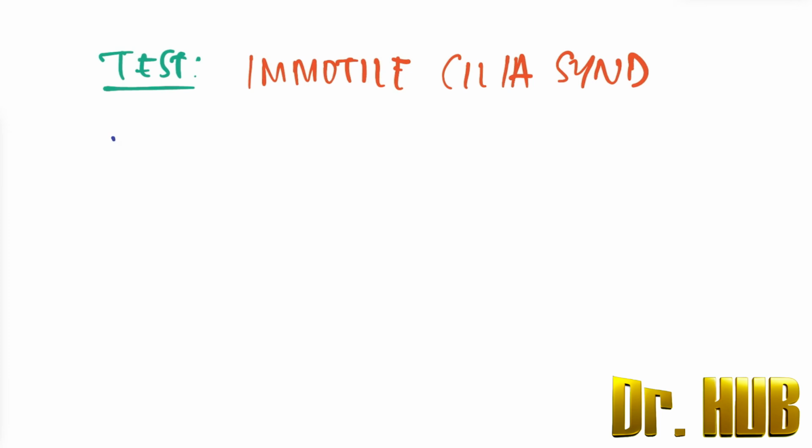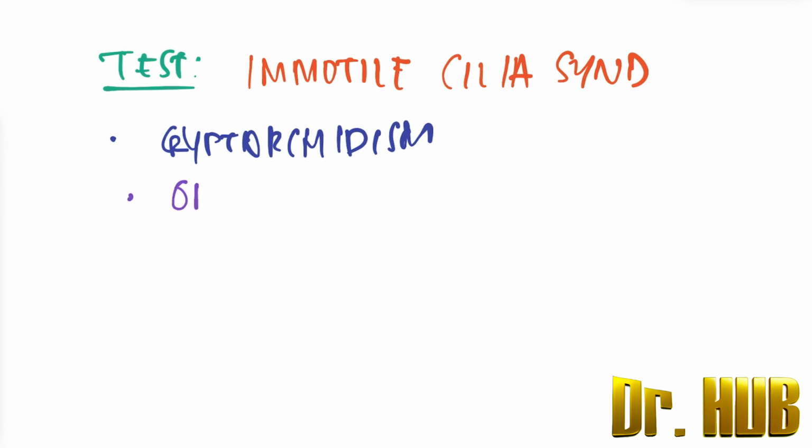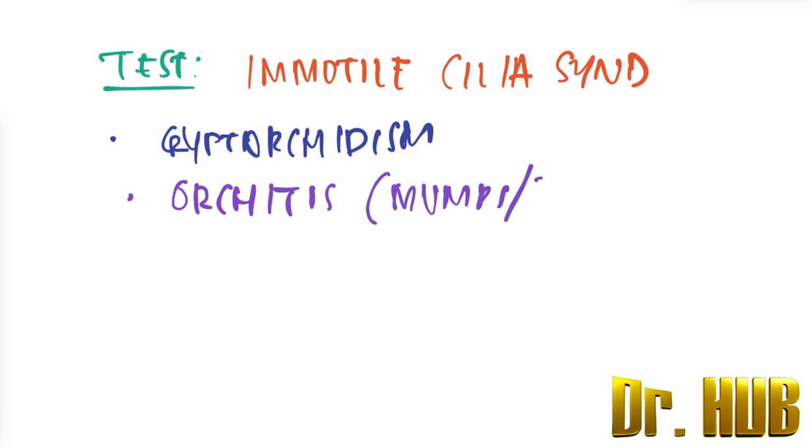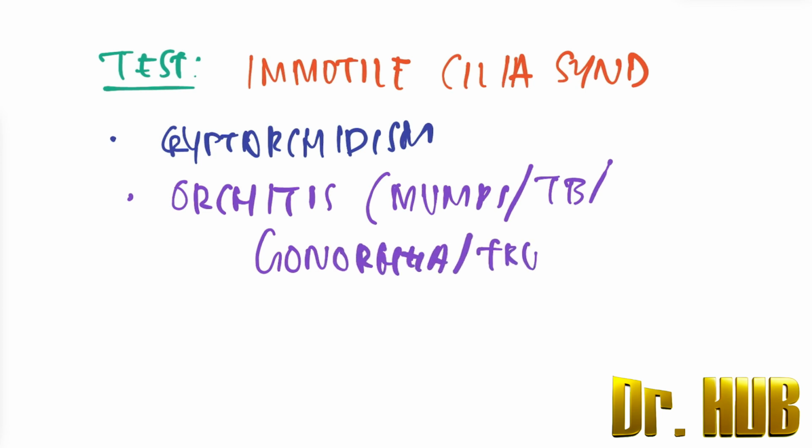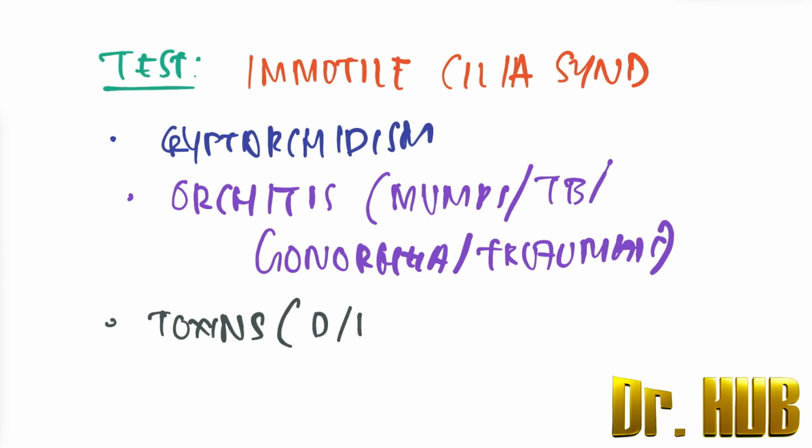Under the testicular causes, it can be due to immotile cilia syndrome, or cryptorchidism. Next is orchitis. It may be due to orchitis, that is the presence of mumps. There can be TB, there can be gonorrhea, as well as trauma. Next is the presence of toxins. The toxins include drugs and radiation.